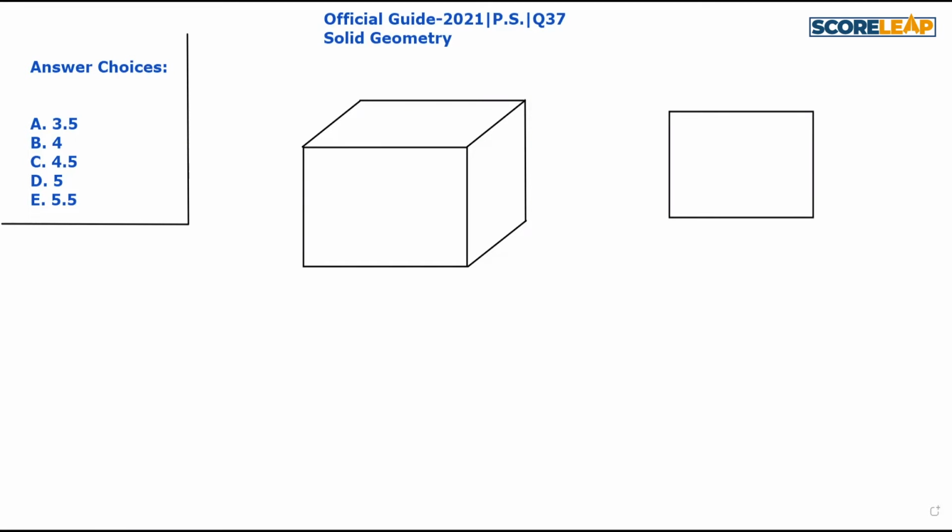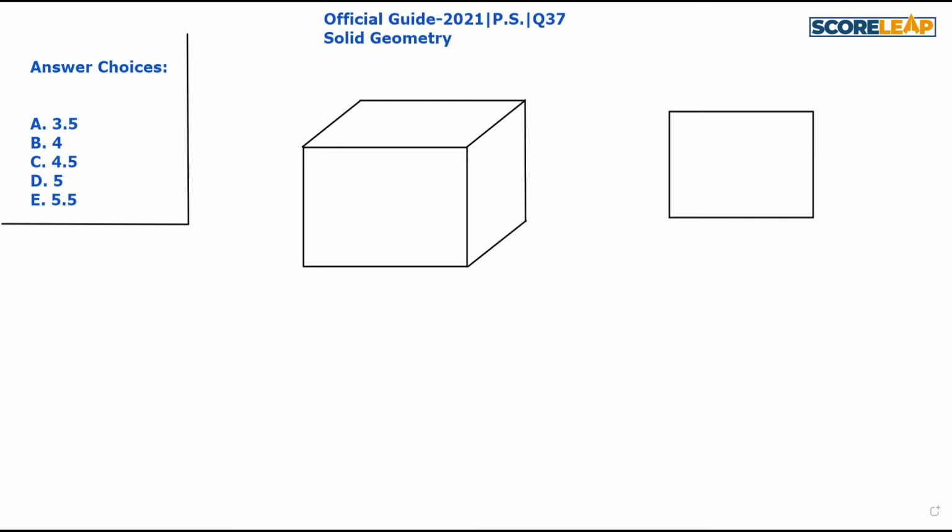Question 37. In this question, we are given the outer dimensions of a closed rectangular cardboard box as 8 cm by 10 cm by 12 cm. We are also given that the thickness of each of the sides is half a centimeter. Now, a closed canister in the shape of a right circular cylinder is to be placed inside the box so that it stands upright when the box rests on one of its sides.